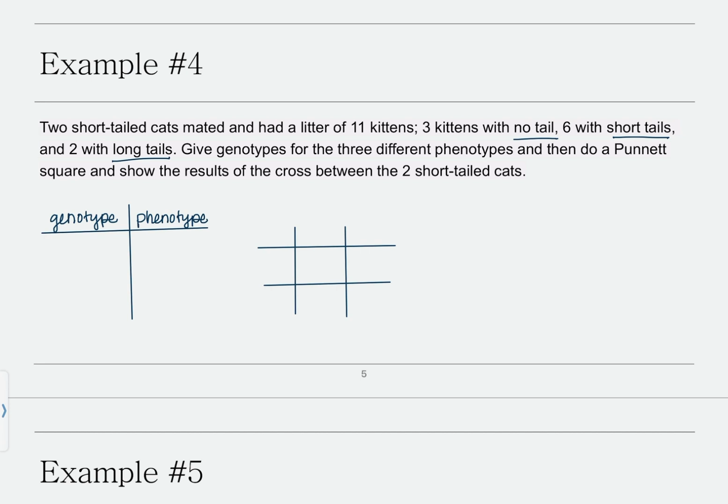So we know we have to use a capital letter to represent whatever trait we're talking about. We're talking about tail, so I'm going to use the letter T. When you're working with incomplete dominance and codominance, it's best to start with your 2 extremes and write their genotypes first, because the blended or the co-expressed phenotype is going to be the one that contains the alleles for your 2 extremes. So let's start with no tail.